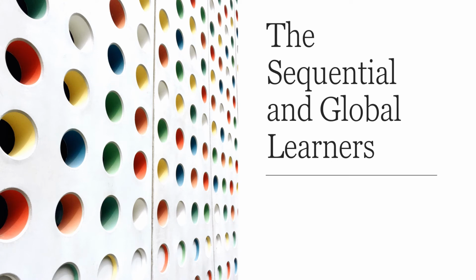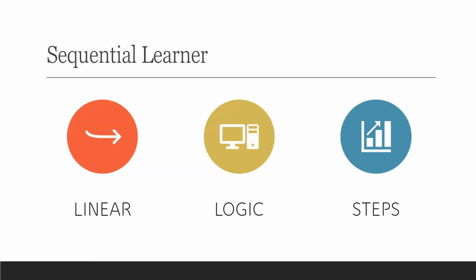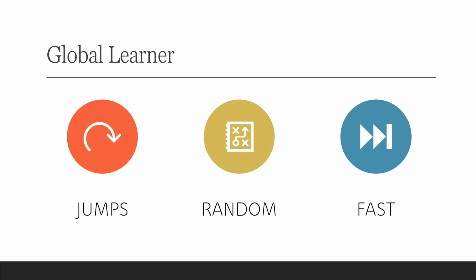Sequential and global learners. The sequential learner is somebody who's going to gain their understanding in linear steps, with each step that follows logically from the prior step. Now, they're going to be able to also follow a logical path or plan to find their solutions. The global learner is different from the sequential one.